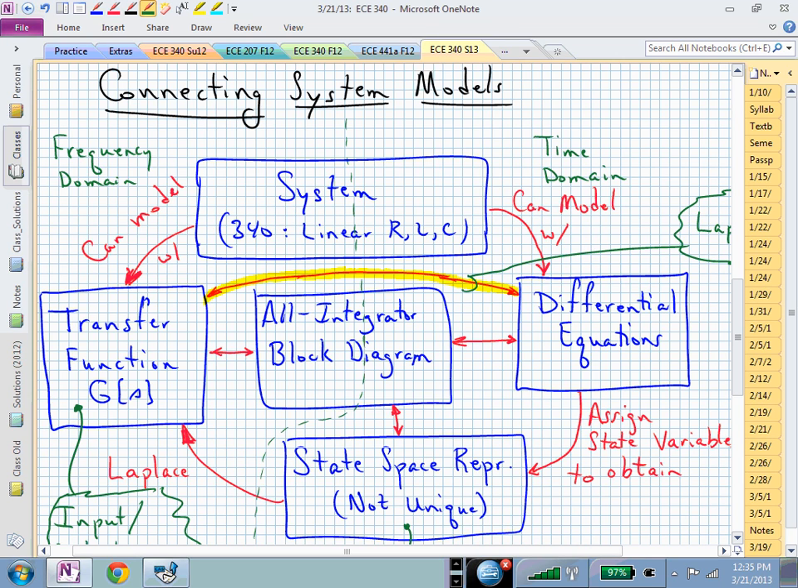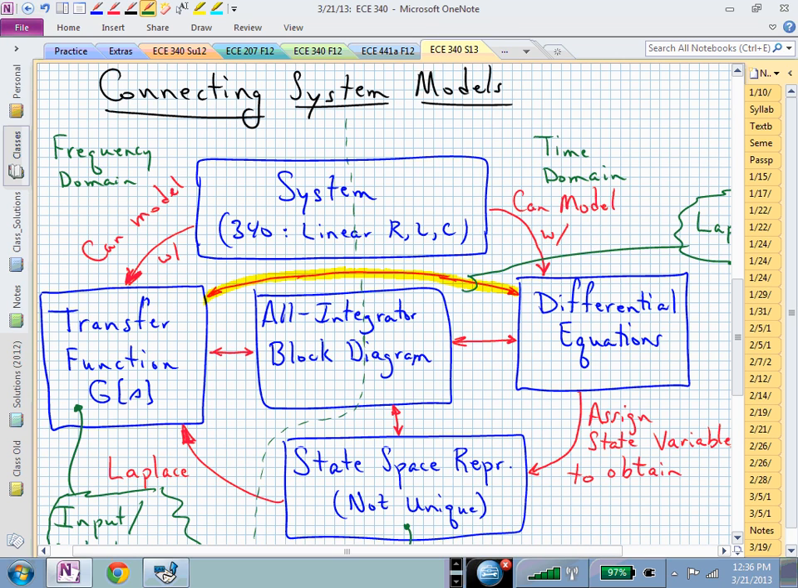Going from the differential equation, you should be able to Laplace transform that and obtain the transfer function, which is the ratio of y over x in this class. Or you can go the other way. And what we're going to do today is actually start with a transfer function, which is in the frequency domain. We will then transition into the time domain and find a differential equation relating the inputs and the outputs, the y's and the x's. Once we have that differential equation, we'll put that into an all-integrator block diagram.